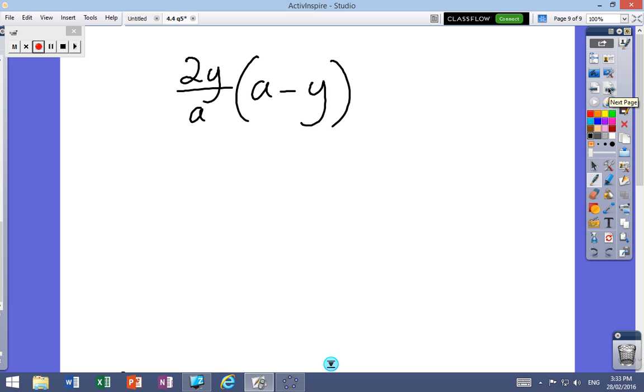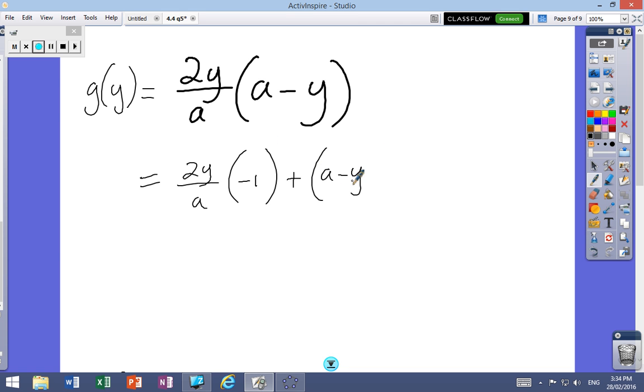Well, let's try differentiating this then, so we get the second derivative, so we can find the maximum of dy dx. So let's call this g of y, because we haven't got an x in this one, we've got a y. If we differentiate this, what happens? First, by the differentiation of the second, so 2y on a by the differentiation of the second, which would be minus 1, plus the second, a minus y, by the differentiation of the first, which would be 2 on a. Remember that that a is just a number, and 2 on a could be 2 on 5, 2 on 10, 2 on 3, we don't know. But if we differentiate a fraction next to a pronumeral, we end up with that fraction still there.